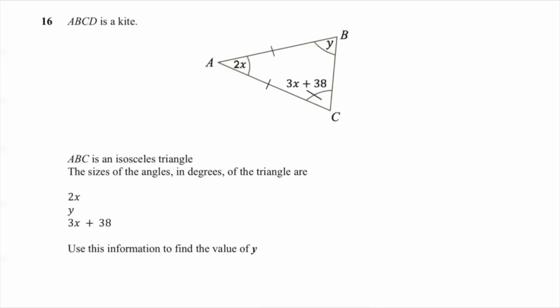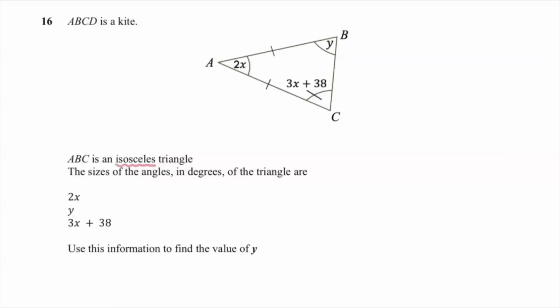Okay, so we're being told that ABC is an isosceles triangle, and we can see the marks on the edges to confirm that. The sizes of the angles in degrees are given to us in algebra. And we've got 2 different variables, which can be incredibly off-putting. We're being expected to use the information to work out the value of y.